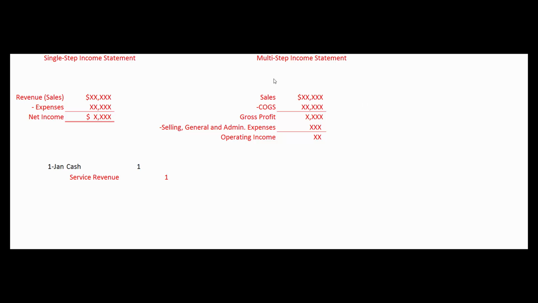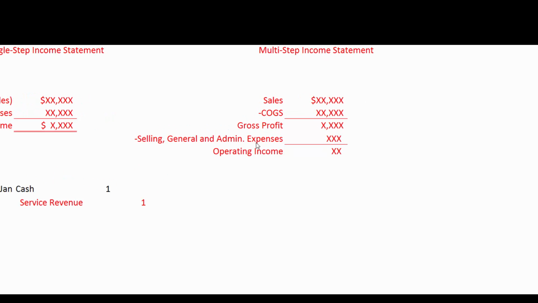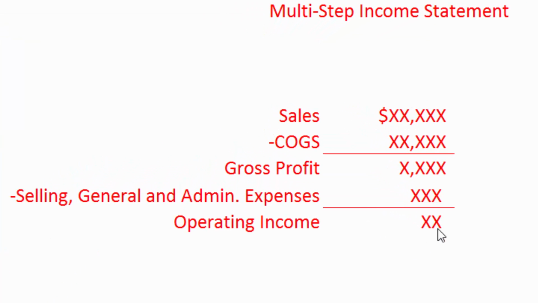So this is kind of the heart of our new multi-step income statement. These 5 lines: sales minus cost of goods sold gives us gross profit, minus selling, general, and administrative expenses gives us operating income. We're going to add some stuff at the top, we're going to add some stuff at the bottom, but for right now, this is a good thing to really focus on. This is the heart of our new multi-step income statement.